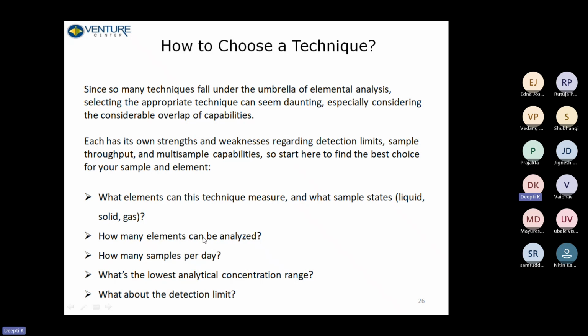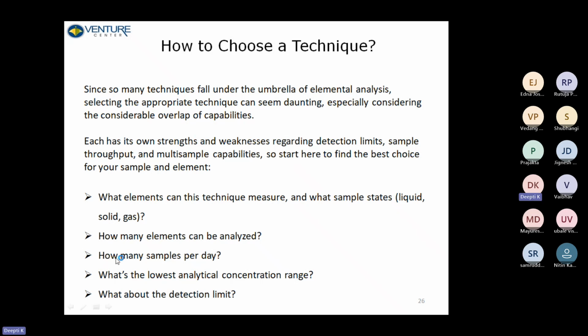If it is a gas, again, it depends upon which element you want to analyze. So if I want to analyze elements like only carbon or hydrogen or nitrogen, CHNS is the technique of choice. If I want to analyze isotopes, then ICP-MS is the technique of choice. If I would like to analyze very trace quantities of certain heavy metals like mercury, in very low concentrations, then ICP-OES is the technique of choice.